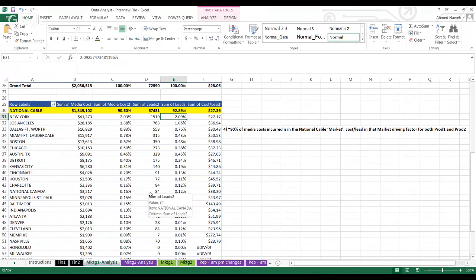On the other hand, if you look at Boston, for example, where 0.67% of the media cost was allocated, only 0.48% of the leads were the result of that allocation. So this is a market that's not necessarily as efficient as New York. It's not necessarily as efficient as national cable, where the percentage of leads generated is greater than the percentage of the media costs.